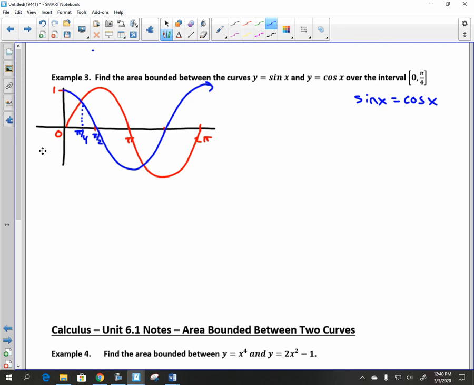Anybody know how I solved that equation? Divide by cosine, and you get tangent of x is equal to 1. Great. Where is tangent 1? Or when is the x coordinate the same as the y coordinate on the terminal point? 45 degrees. Very good. Root of 2 over 2. So that would be our angle, root of 2 over 2.